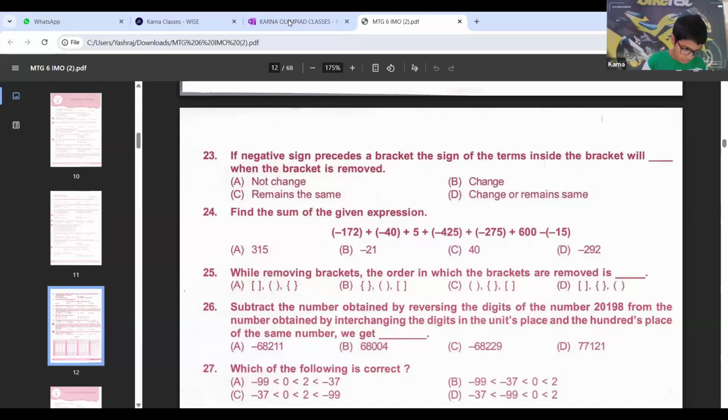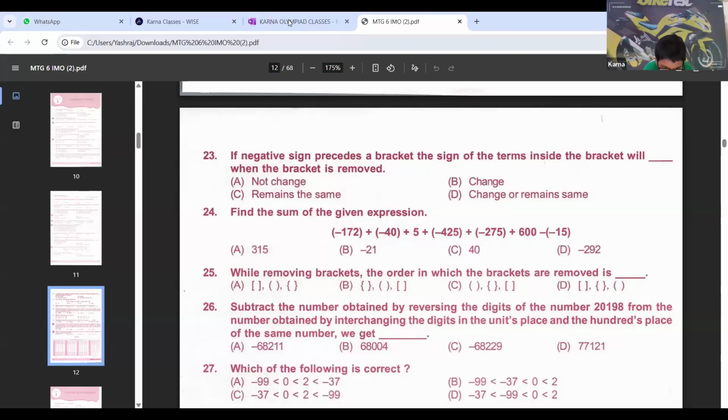Ma'am, D. Right. Now, ma'am, do the 25th. And this 25th, you can take it as a part of theory. Ma'am, I know the answer. It's C. First parenthesis, then the second one curly braces, and the third one square brackets. Right, C is the right answer. Correct.